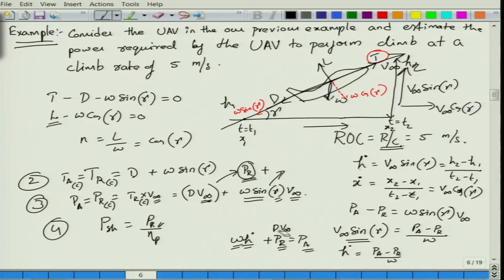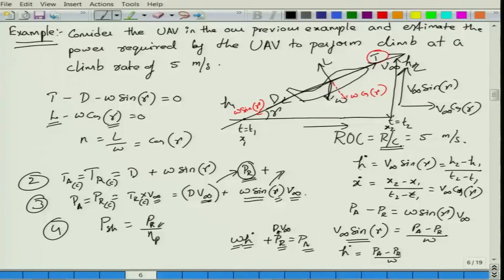So, here D is again a function of CL, is it not? And CL depends upon gamma. To find out CL, you need to know what is gamma. That means it is not a straightforward approach. You need to consider different values of gamma and see, for the same rate of climb, how the power requirement is varying.